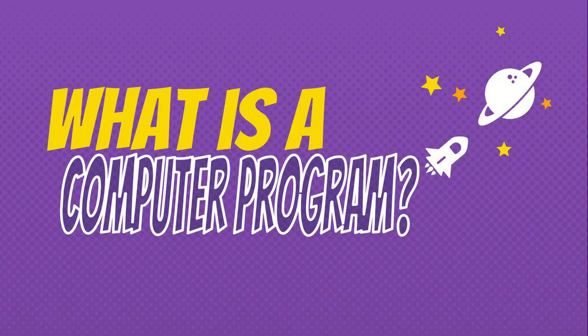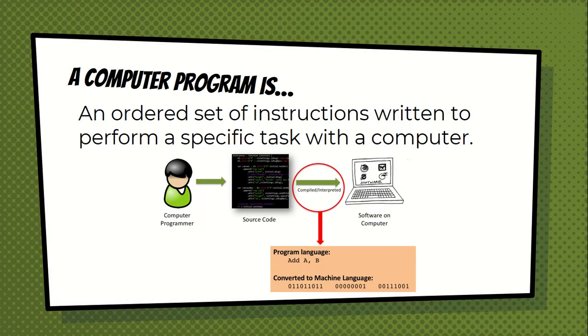So firstly, we're going to look at what is a computer. So we're going to be programming a computer, so we want to know what a computer actually is and what this device can do. And essentially, a computer program is an ordered set of instructions written to perform a specific task using a computer. It doesn't matter what the program is or how complex it is, fundamentally it's a set of instructions that's written by a computer programmer, and that program is written in a particular programming language, and we call that source code, or we come to use the term code for short.